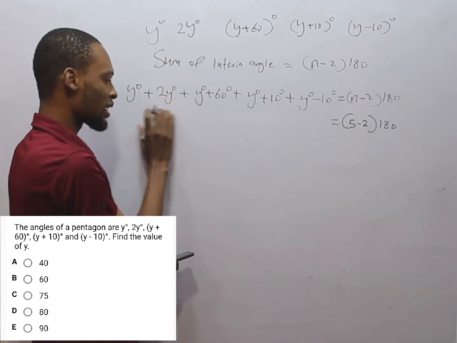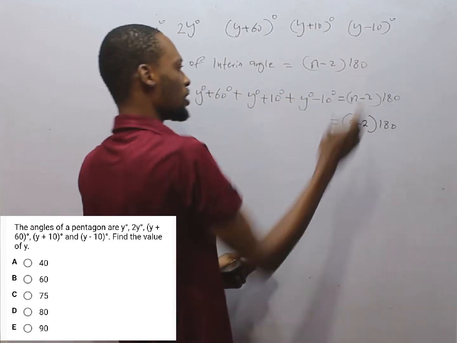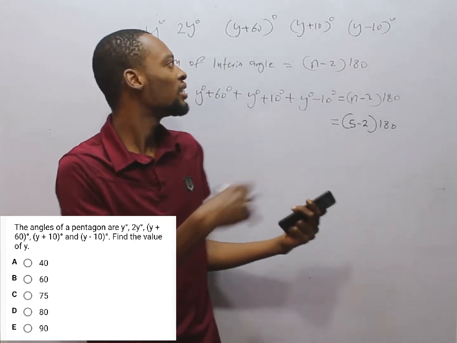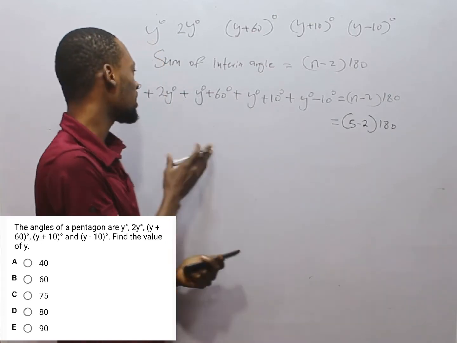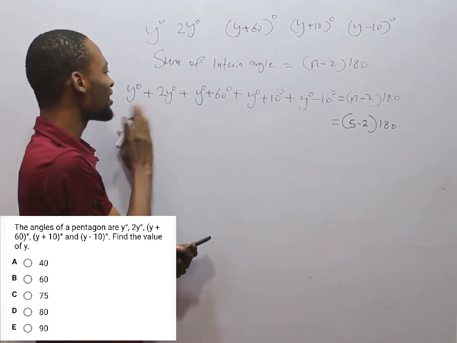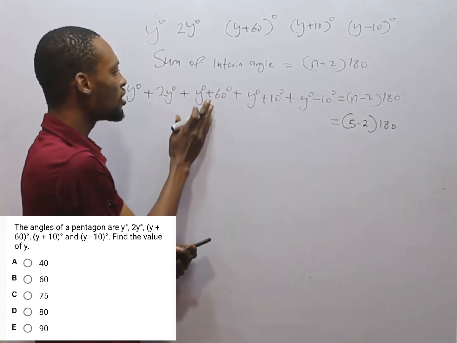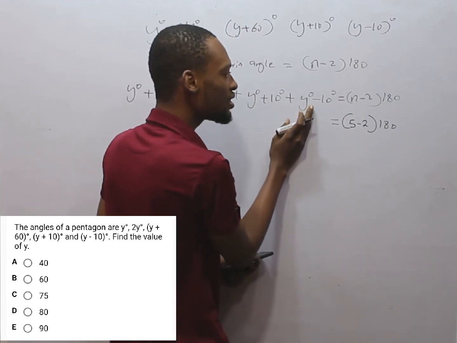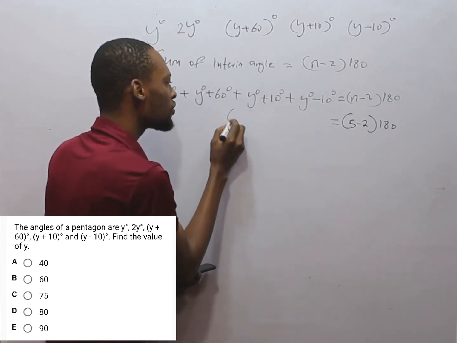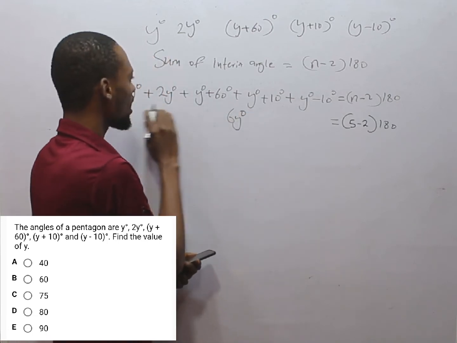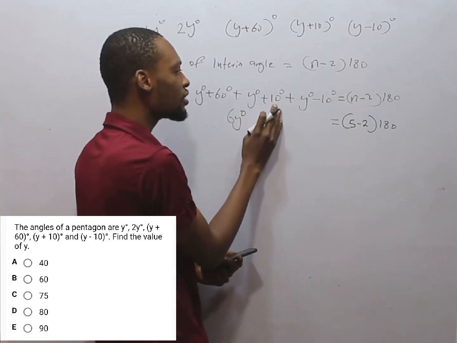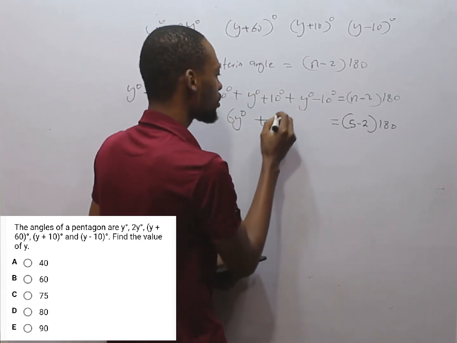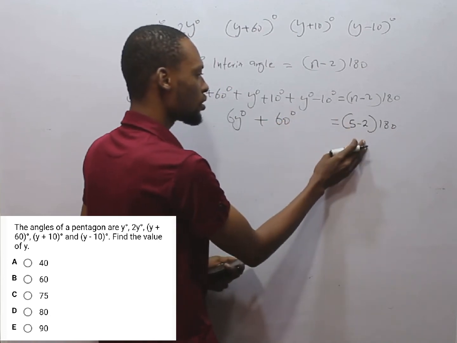Why did I open up the bracket this way? It is this plus this plus this plus this. If plus opens up a bracket, the bracket remains the same. If it were minus, then there would be a change of sign. What next? y plus 2y degrees plus 2y degrees, that is 5y degrees, plus y degrees, 6y degrees, which means we have a total of 6y degrees. How about here? 60 degrees plus 10 degrees, that is 70 degrees, minus 10 degrees, 60 degrees. So plus 60 degrees is equal to this.